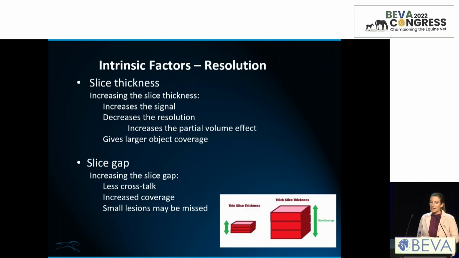With the slice thickness, increasing it again means that we have a larger area that can be imaged in a relatively shorter period of time, but again at the cost of resolution due to the increase in volume averaging, unfortunately. With the slice gap, which we can choose, the bigger the slice gap, again, the greater the area that can be imaged. We have fewer artifacts, but small lesions may literally fall between the gaps, so that is the downside.